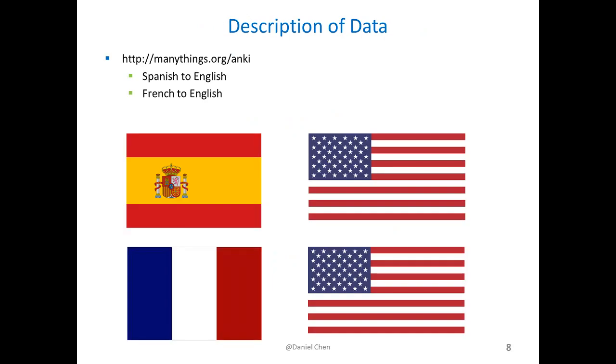So the data set that I've used is publicly available. It's on manythings.org/anki. There's a bunch of other languages if you want to play around with it. But essentially what I used is Spanish to English and French to English. And what I specifically did was break it down. So I translate from Spanish into English and then English into French. And ideally, if I were able to do zero shot, it'd be able to do Spanish to French.